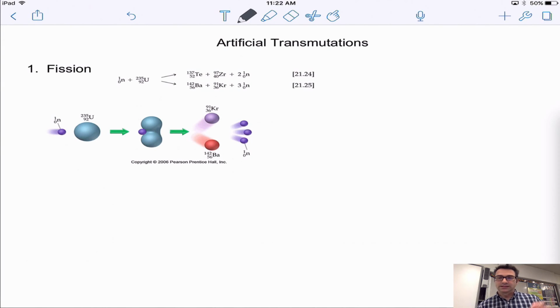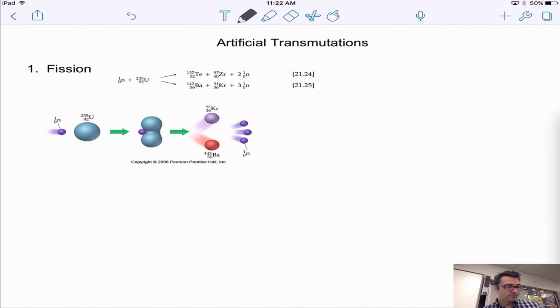Everybody. So today I want to talk to you about artificial transmutations, specifically two types that are used in, or hopefully soon to be used in, the power industry. And also, when we talk about nuclear weapons, unfortunately, we're usually referring to one of these two types of artificial transmutations. The first one I want to touch upon is the fission reaction.